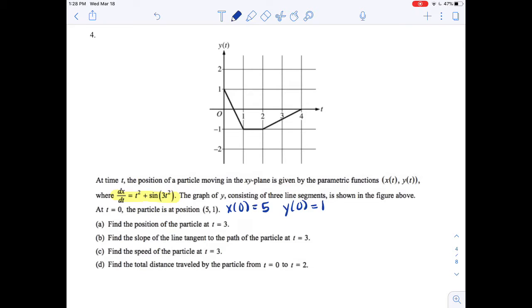Okay, in terms of y, they don't give us an actual y prime of t or y of t to take the derivative of. They give us the graph of y here. And what that means is, if I need any y of 1 or y of 2 or y of 3, I can get those values right off of this graph. And if I need any y prime values, that's the slope of this graph.